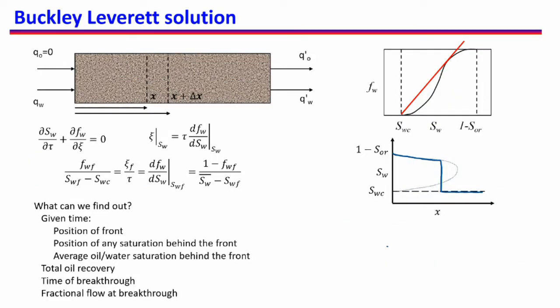Hello everyone. In this video we will talk about what we can do from the solution of the Buckley-Leverett equation. This is the equation derived from the mass balance equation, and this is the solution where we can follow a particular SW and find the distance traveled by that SW in a given time tau using the FW versus SW curve. So this is the curve that we can use.